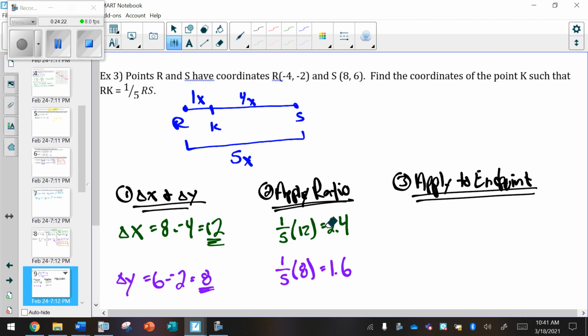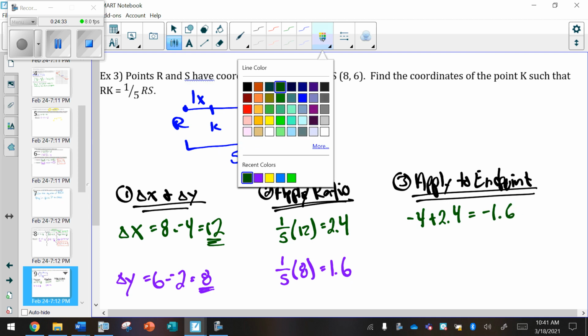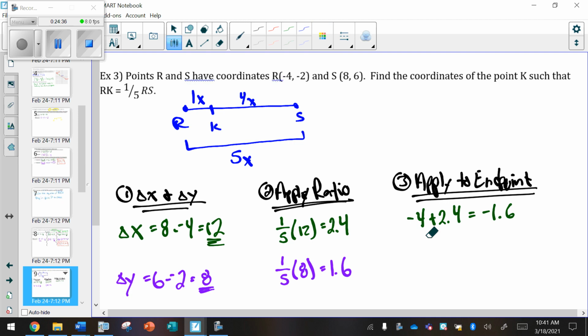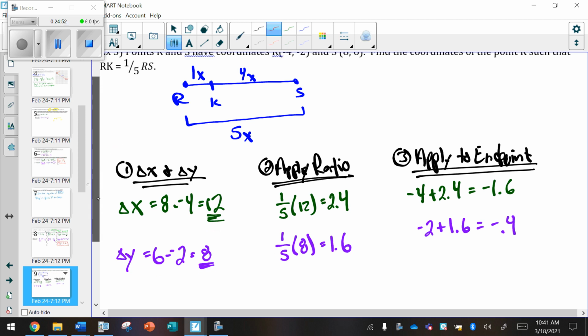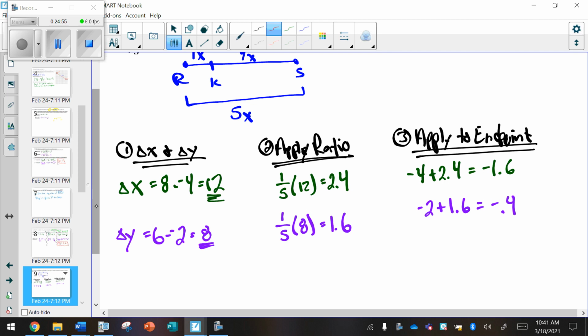point R. So I take my -4 from point R, add the 2.4 from my calculations to get an X coordinate of -1.6. And then from R, I have the Y coordinate of -2 plus the 1.6 equals -0.4. That is the coordinates for point K: negative 1.6, and negative 0.4.